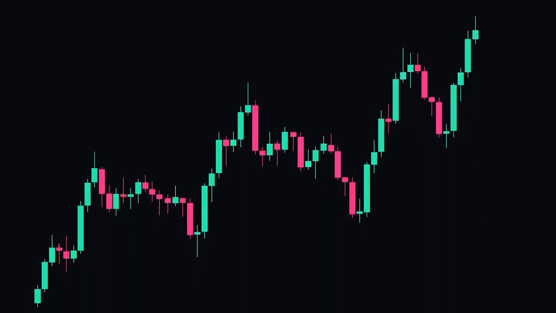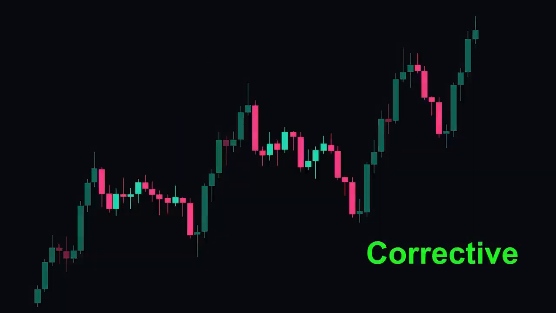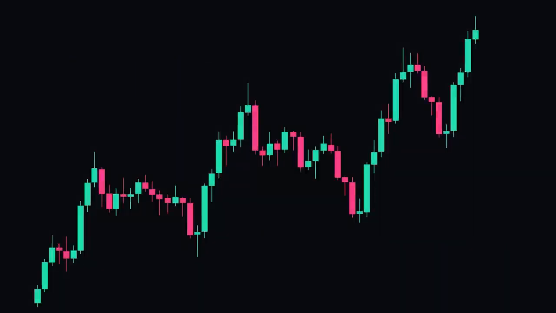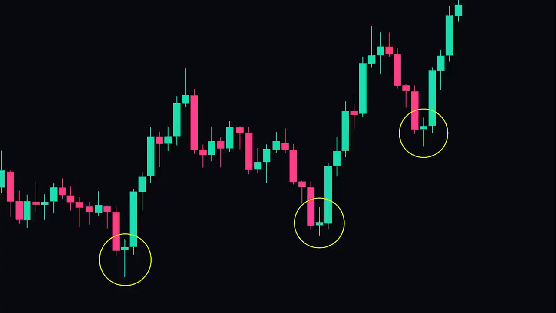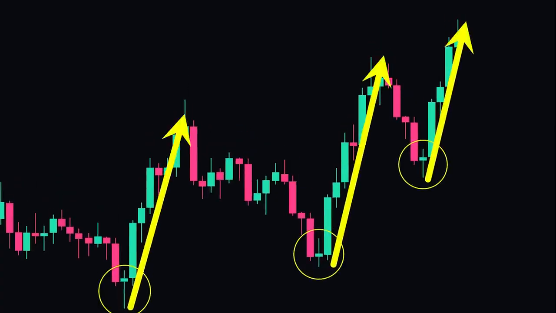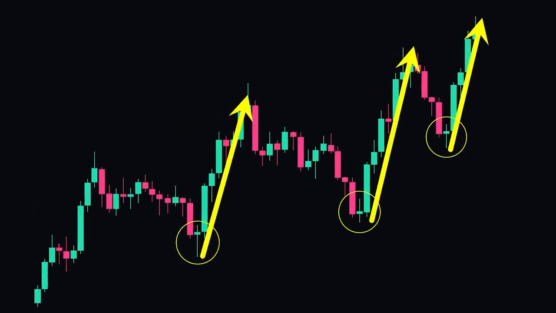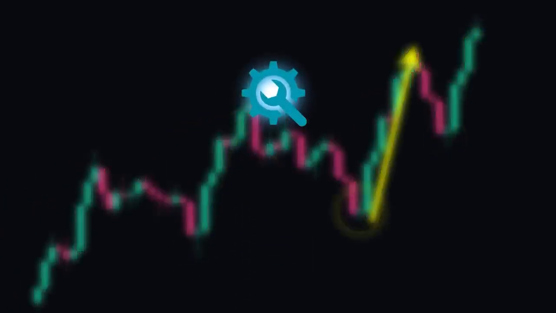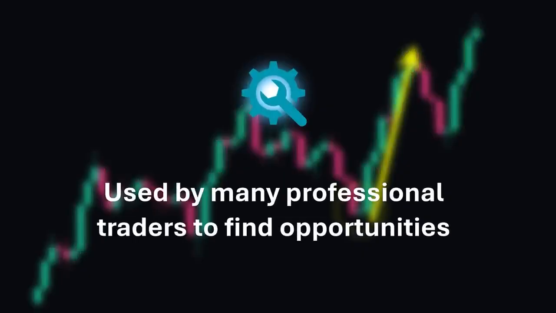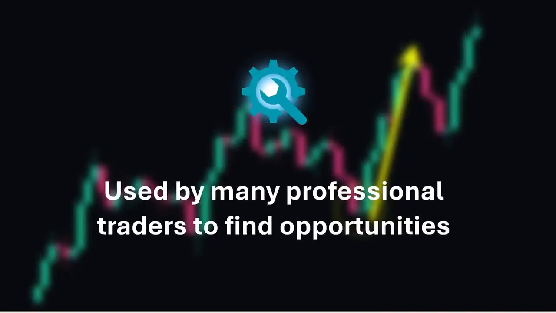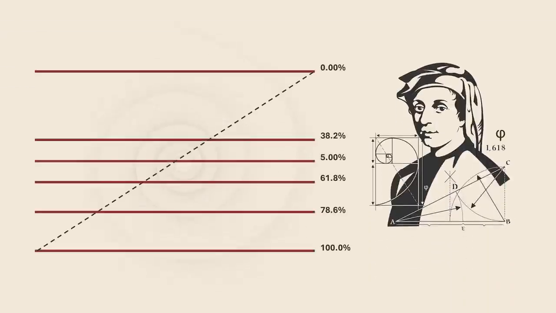Every market moves through a series of impulsive and corrective moves, but the question is, how can we estimate where a correction is likely to end and enter a long trade early? What if I told you there is a specific tool that helps with this, one used by many professional traders to identify potential trading opportunities every day? That tool is the Fibonacci retracement levels.